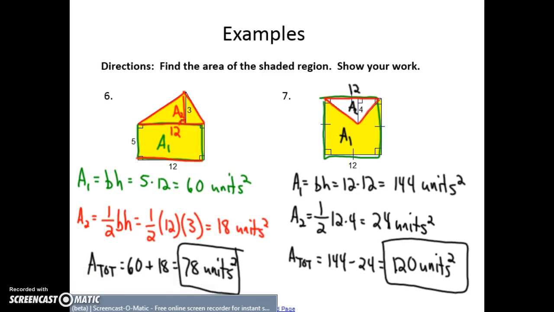And that's the end of 11.1. Good luck with the problems involving areas of parallelograms and also triangles.